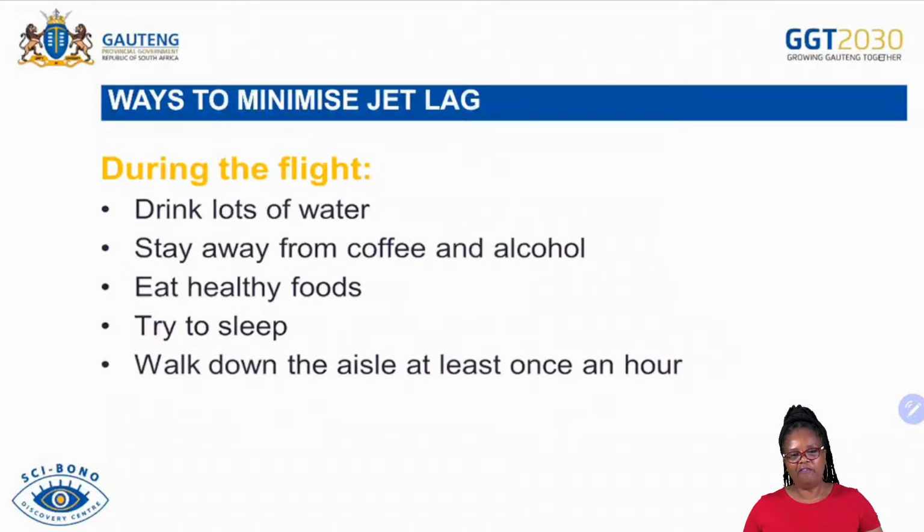If possible, walk down the aisle at least once an hour. Don't sit there throughout your journey. Just take a walk in the aisle and your body will feel lighter.